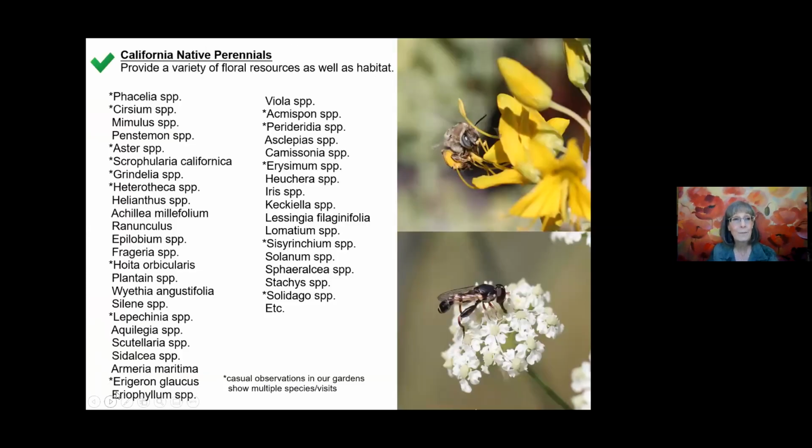Some perennials, again, lots and lots of choices here. Every garden should have some kind of Phacelia species, a great nectar source. This Cirsium species, or the thistles, are super important in the environment. A lot of them are biennial, act like annuals, and so on and so forth. Lots and lots of insects use these plants.